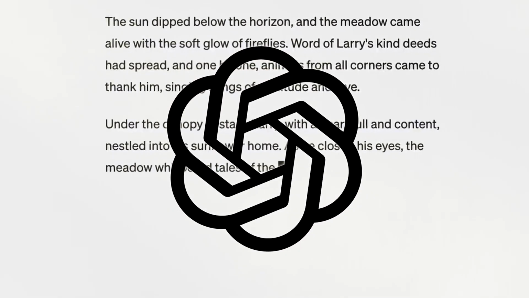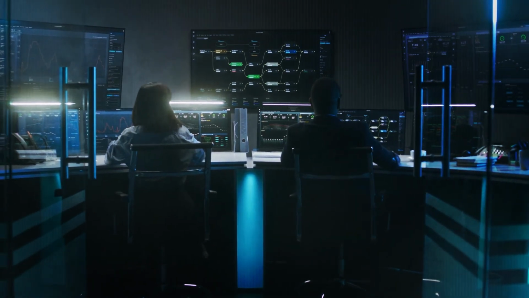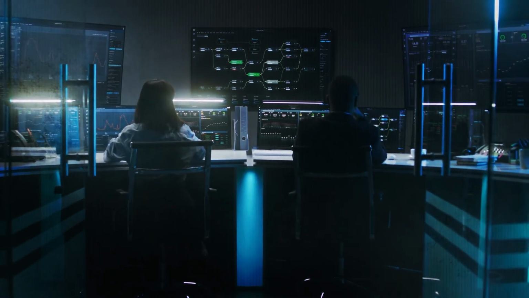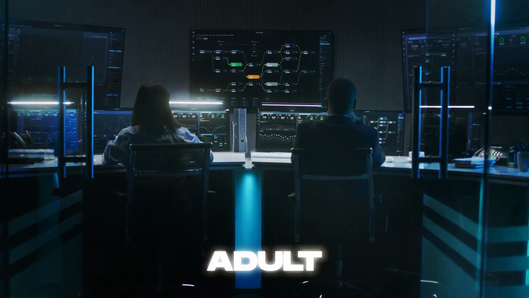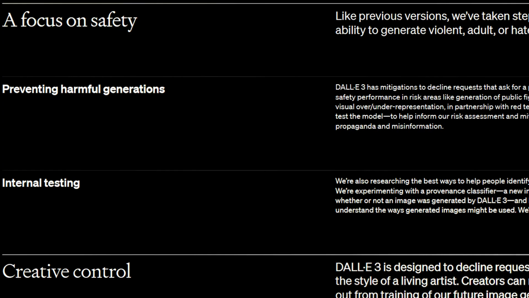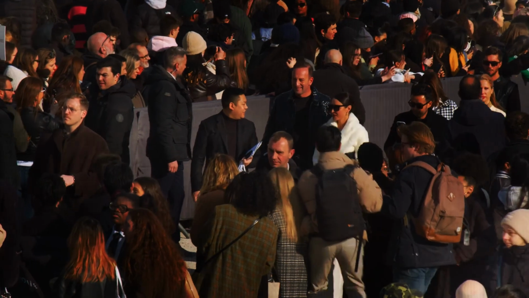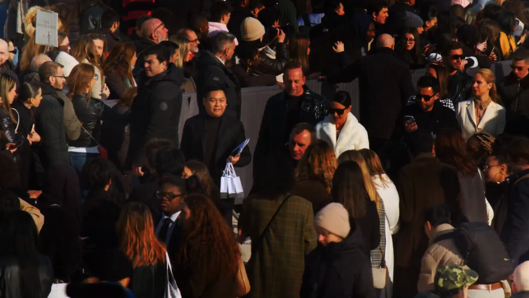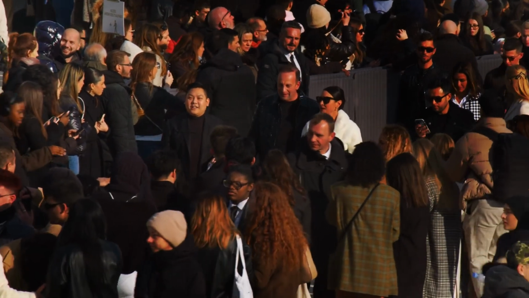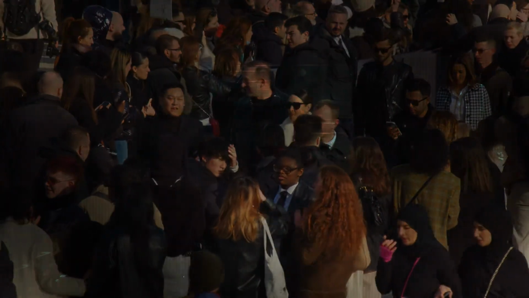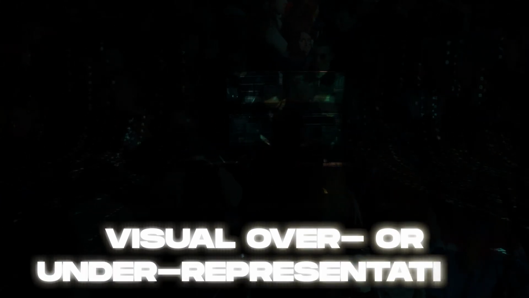As with earlier editions, OpenAI made sure that DALL-E 3 has restrictions in place to prevent it from generating violent, adult, or hateful materials. To avoid generating potentially harmful content, DALL-E 3 has implemented measures to refuse requests specifically asking for public figures by their names. OpenAI worked hard to enhance safety in critical areas such as the creation of images involving public figures and addressing any biases that could lead to visual over- or underrepresentation.